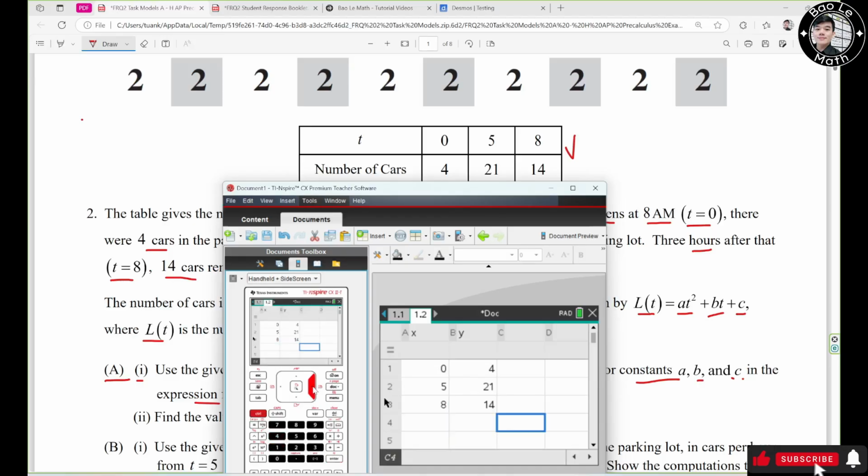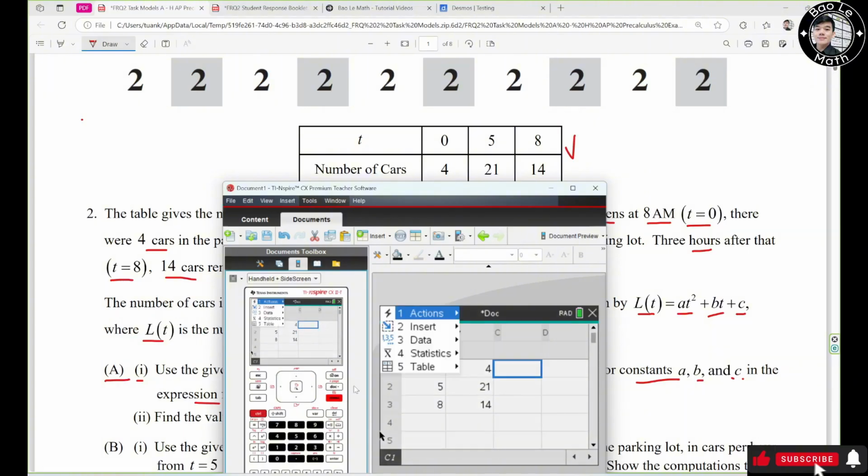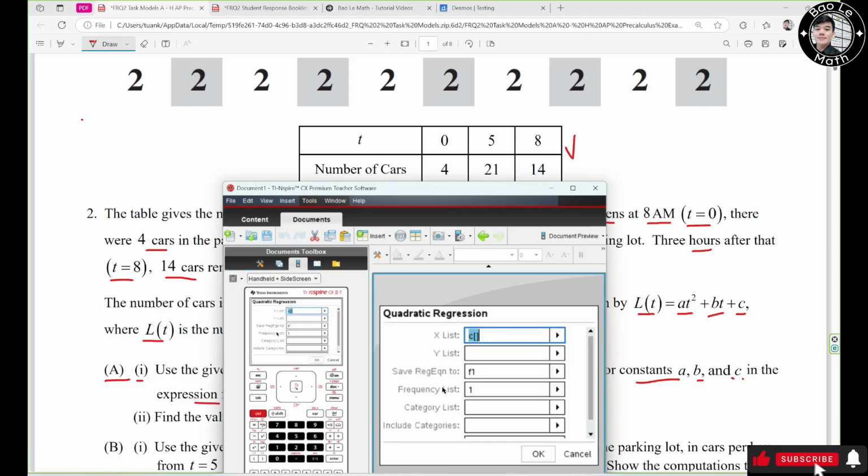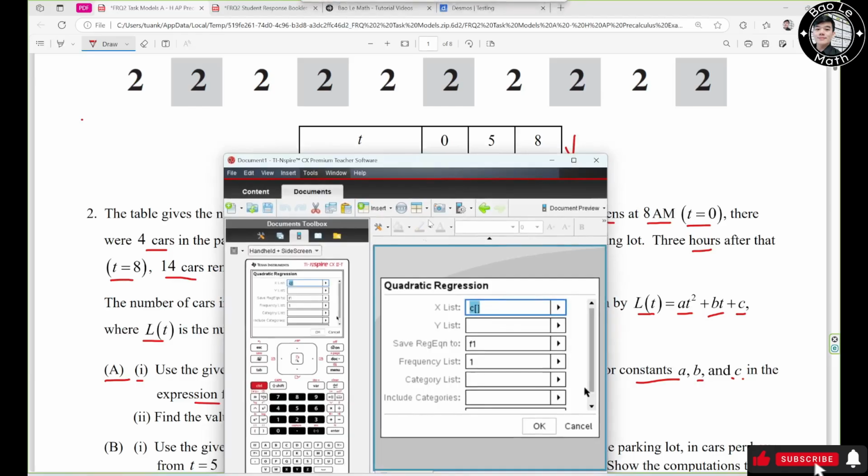Now after that, you're going to move your cursor to the right of the Y column. Leave it over here. Hit menu, number 4 statistic right here, number 1 start calculation, and this is quadratic regression, right? So it should be number 6 right here. The first one right here, you would need to put S because this is the S value. The second one right here should be Y.